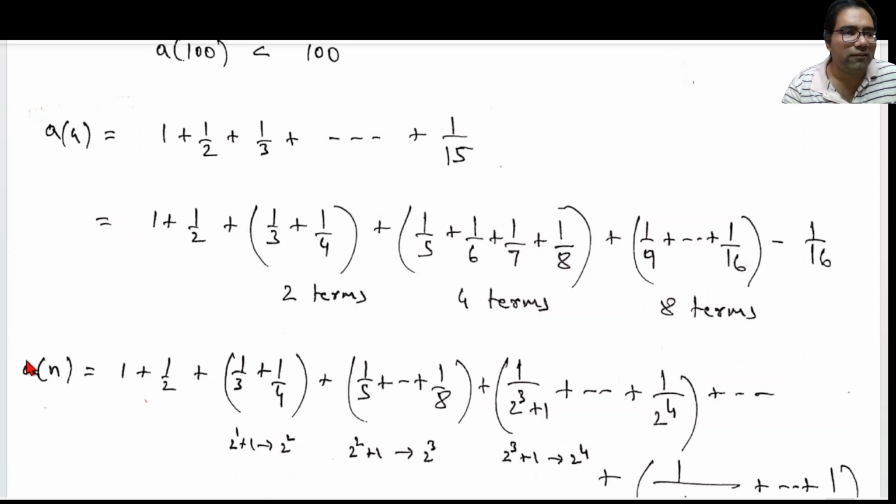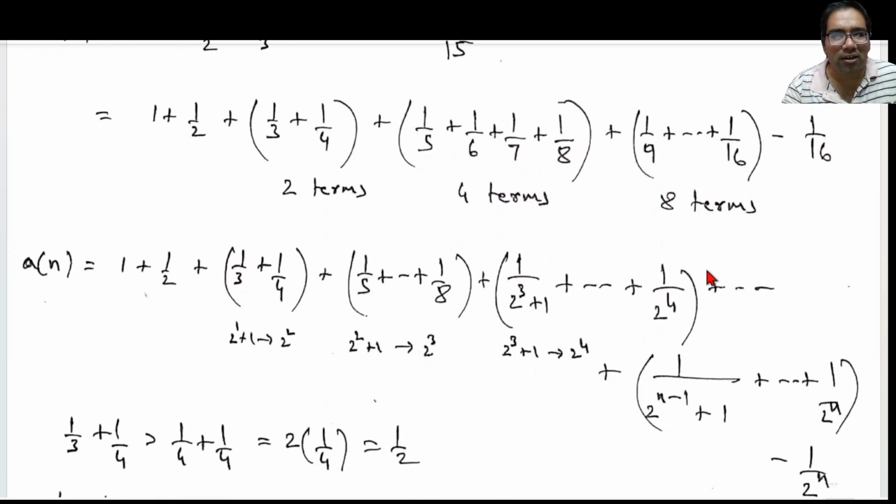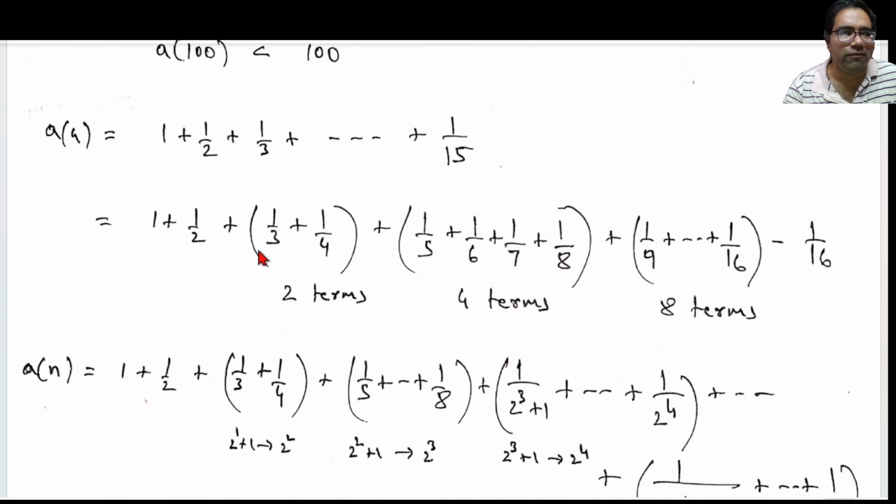Now, A of n will become what? 2 power 1 plus 1 to 2 square. 2 power 2 plus 1, which is 1 by 5, to 2 cube. 2 power 3 plus 1, that is 8 plus 1, to 2 power 4, which is 16. Similarly, 2 power n minus 1 plus 1 to 2 power n. 1 by 2 power n will not be there in the series, that's why we'll subtract 1 by 2 power n. For example, in A of 4, 1 by 16 is not there, so we added 1 by 16 and subtracted 1 by 16.